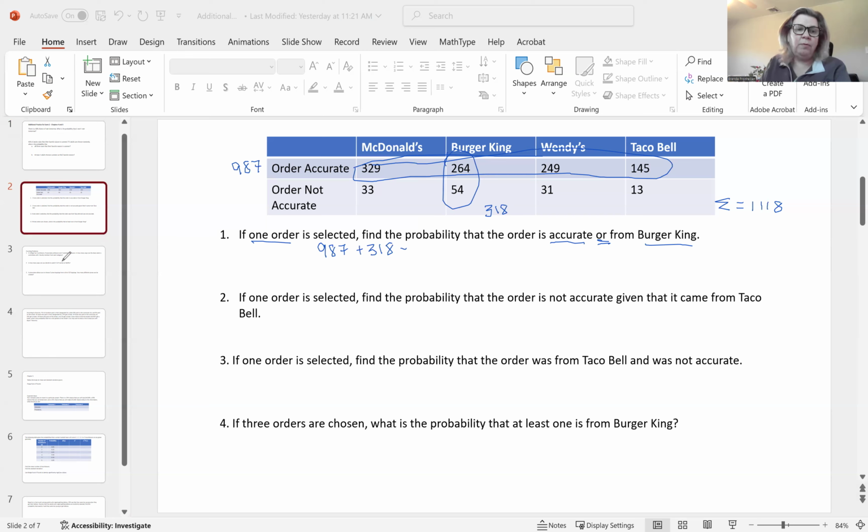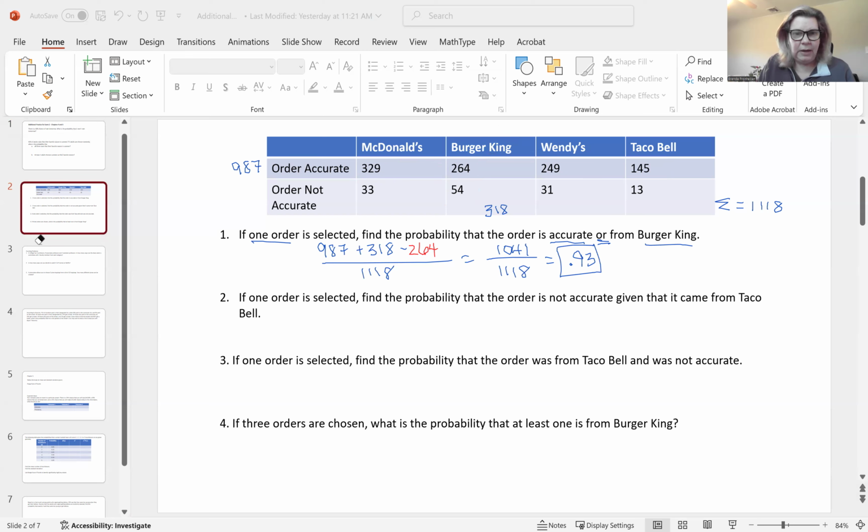But then we had talked before, this is where we've got this value right here, which was counted in both of those. So we don't want to double count the 264. So we're going to subtract out one of them. Okay, and then that's out of the 1,118 total. All right, so in the numerator, if I do that calculation, I get 1,041 over 1,118, which gives me 0.93. Okay, so that's that overlap. All right, let me get rid of all my circles here.